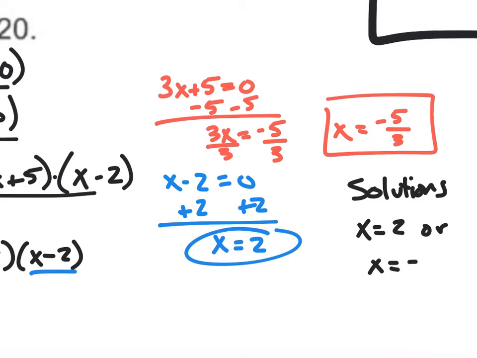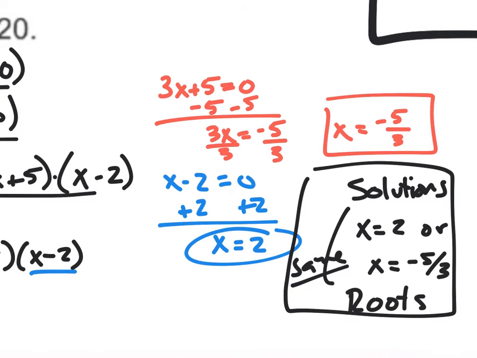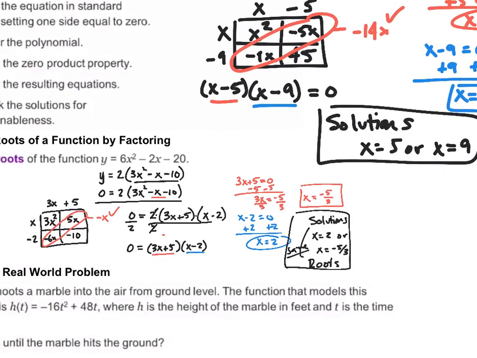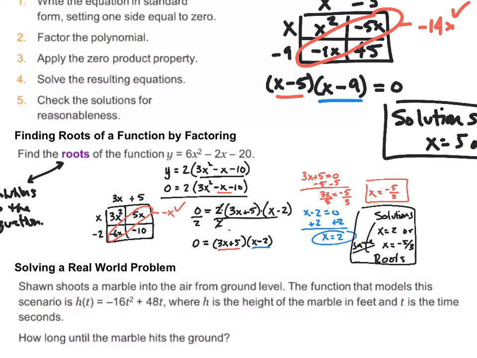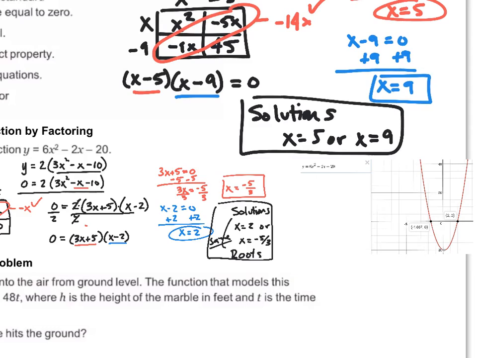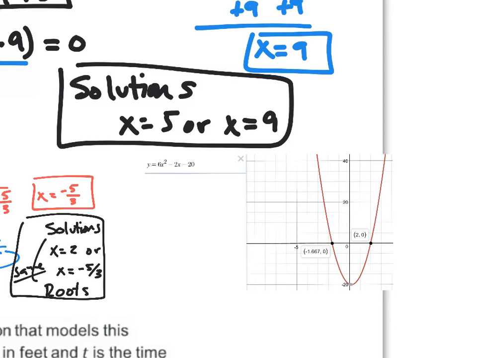Now, another way to find the roots is to take your function, y equals 6x² minus 2x minus 20. I'm going to plug that into Desmos, and I'm going to look at something on the graph. So let me put the graph in here real quick. What I've done is I've graphed this, and I've labeled where the graph crosses the x-axis. Now, these are my roots.